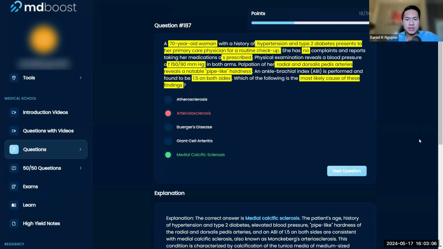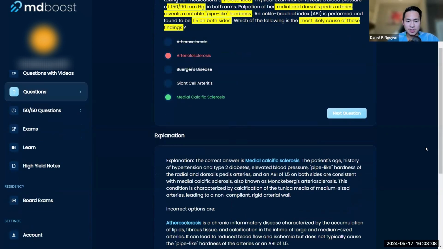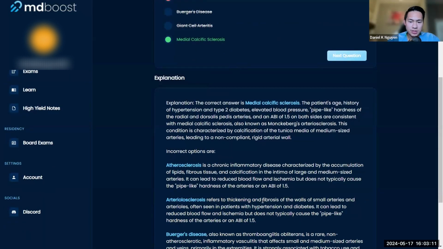Okay, so let's see the difference here. Arteriolosclerosis is thickening and fibrosis of small arteries and arterioles, usually with hypertension and diabetes. It can lead to reduced flow, but does not typically cause the pipe-like hardness or an ABI of 1.5. Medial calcific sclerosis, or Monckeberg arteriosclerosis, fits the patient's age, hypertension, diabetes, pipe-like hardness, and an ABI of 1.5.